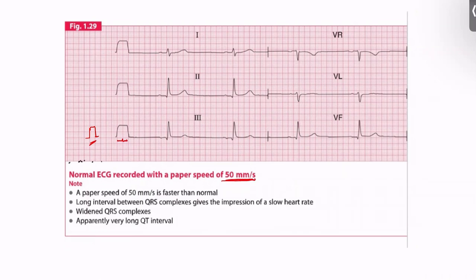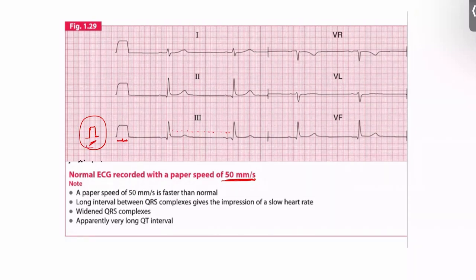So the heart rate is very slow. There are 12 large squares between the 2 R. So the heart rate is very slow, and we have to check that sensitivity issue before calculating, before looking for the ECG changes.